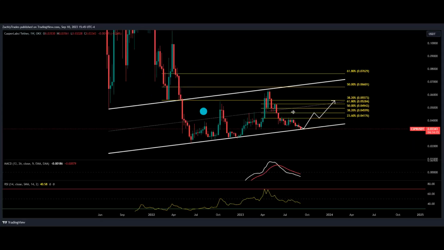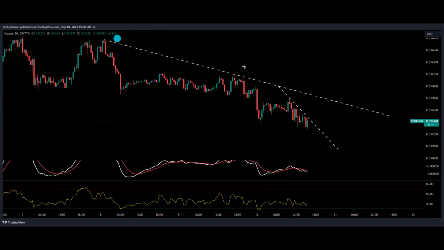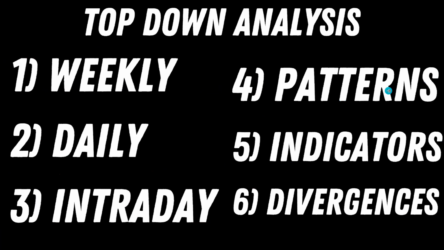So we're going to start off here on our weekly time frame. Then we'll go down to a daily time frame. And then we'll go down here to a 30-minute chart and just break down what it is that I'm seeing and hopefully teach you guys some of the things that you can look for to give yourself an edge in the market when it comes to trading, again, using this top-down analysis.